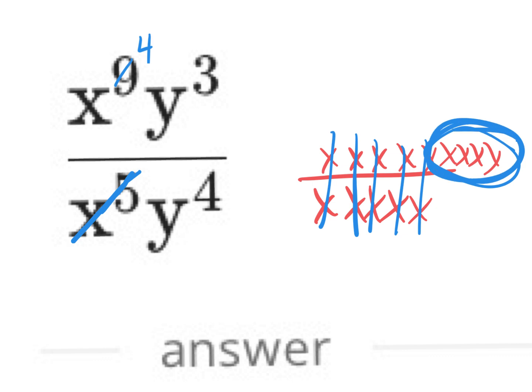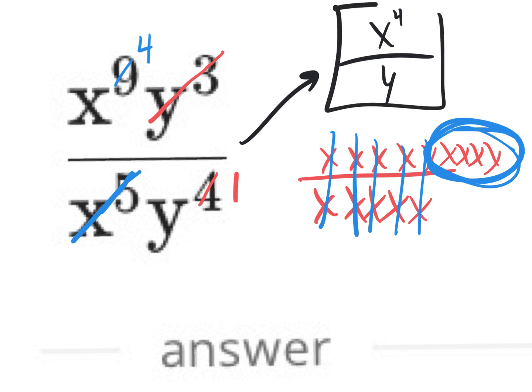And on the other ones, the y's, there are 3 y's up on top that completely cancel with 3 of the 4 on the bottom, leaving you 1 left over on the bottom. So what's our answer going to be? It's still a fraction. Up on top, we have x to the 4th, and on the bottom, we have y to the 1, which you don't even need to put the 1. There's your answer, x to the 4th over y. And there will be a question almost identical to this one on the final exam.